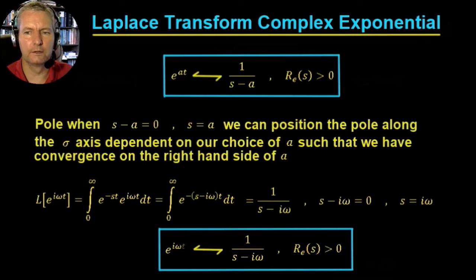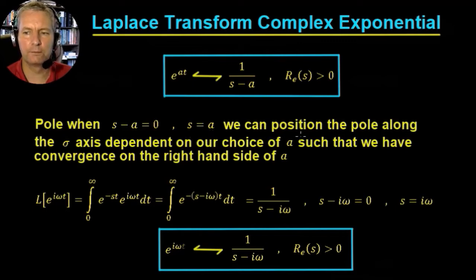So now let's look at the Laplace transform of the complex exponential. First of all, we'll compare it to the real exponential, which we did in the last video. If we had the real exponential, it was e to the at. When we Laplace transformed it, we got 1 upon s minus a, where the real part of s was greater than 0. So that meant we had a pole whenever s minus a equals 0, or when s equals a.